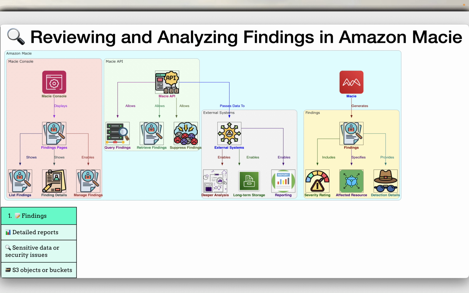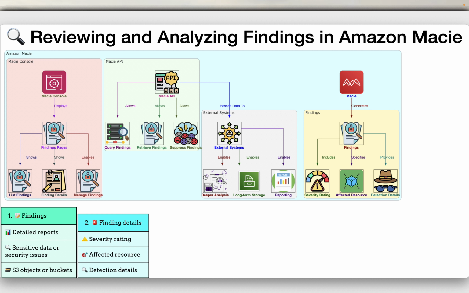Okay, next feature is reviewing and analyzing findings in Amazon Macie. In Macie, a finding is a detailed report of sensitive data detected in an S3 bucket or a potential issue with the security or privacy of an S3 general purpose bucket. Each finding provides a severity rating, information about the affected resource, and additional details such as when and how Macie detected the data or issue.